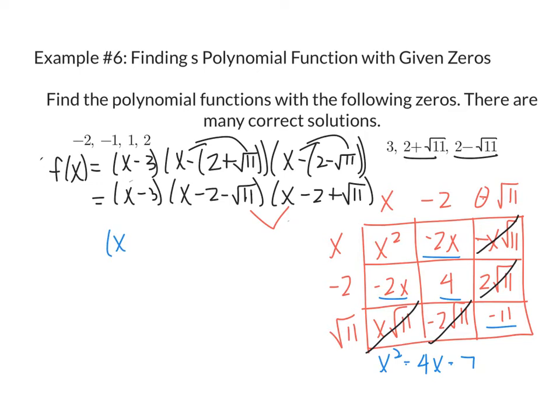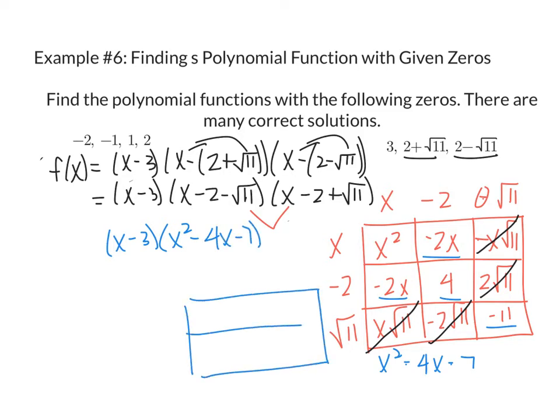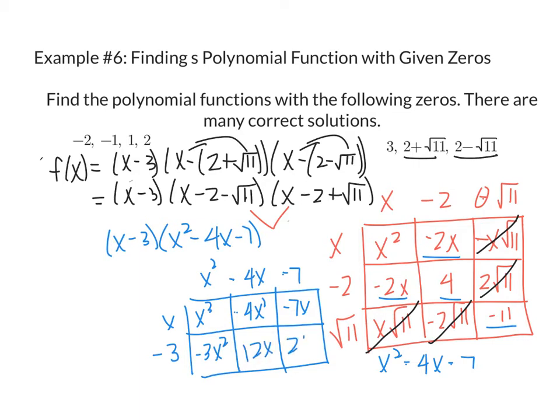So now we have x minus 3 times x squared minus 4x minus 7. Okay, so this is going to be a trinomial. So x squared minus 4x minus 7, and it has x and -3 on the bottom. So this gives me x cubed. If I multiply, -4x squared, -7x, -3x squared, 12x, and +21.